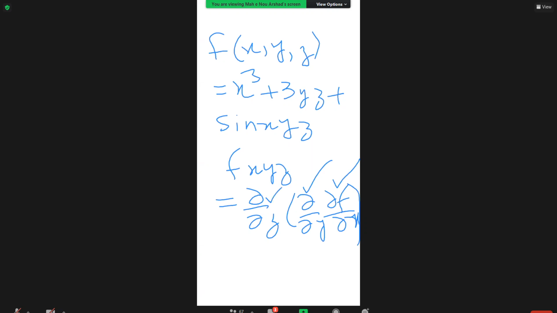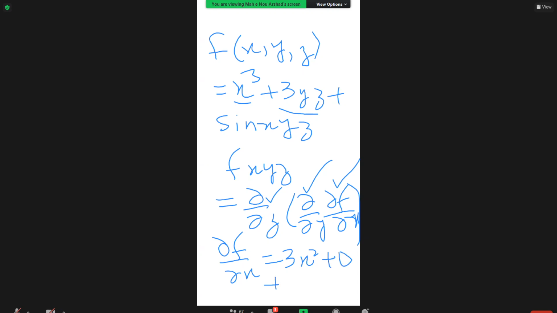Firstly, I will take the derivative with respect to x of this function. When I take the derivative of this function with respect to x, it comes 3x squared, the derivative of x cubed. You will treat x as the variable and all the other variables as constants. y and z will be constant and 3 will be treated as constant. So the derivative of this one will be equal to 0.